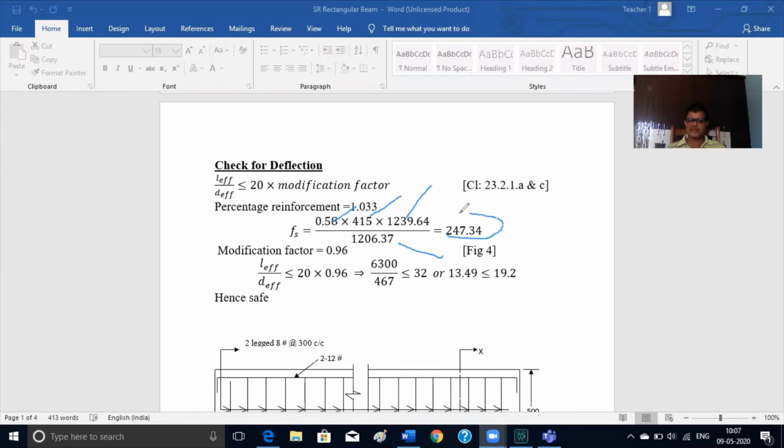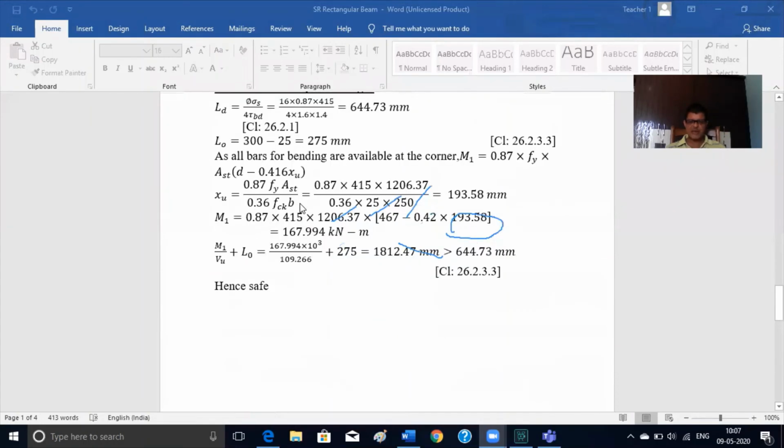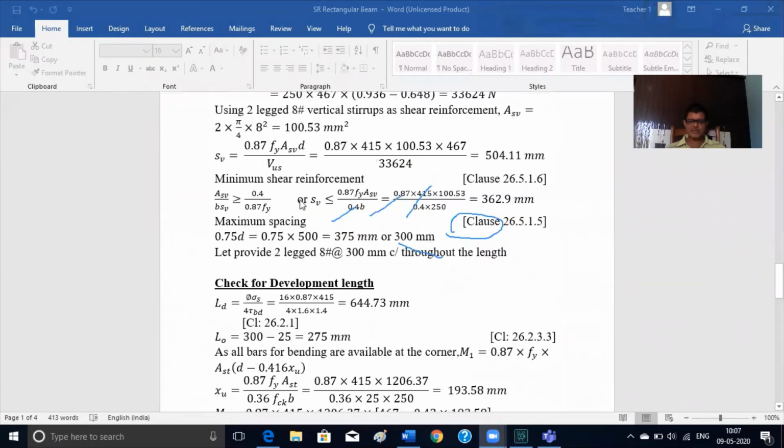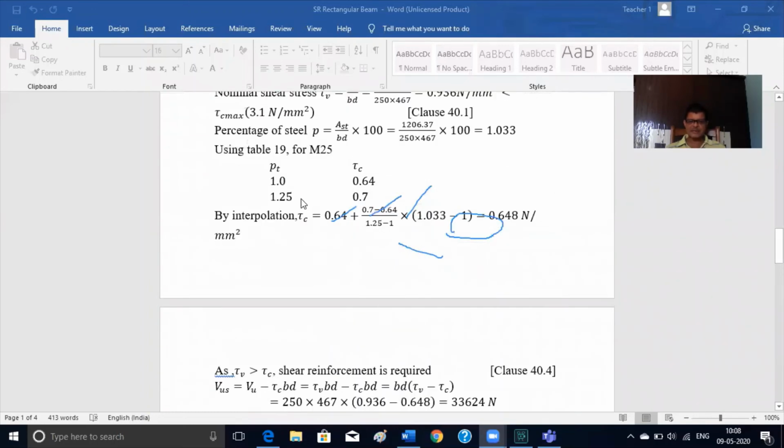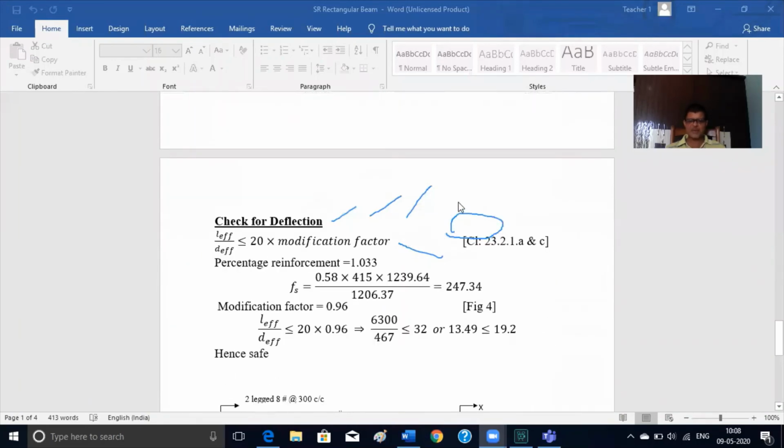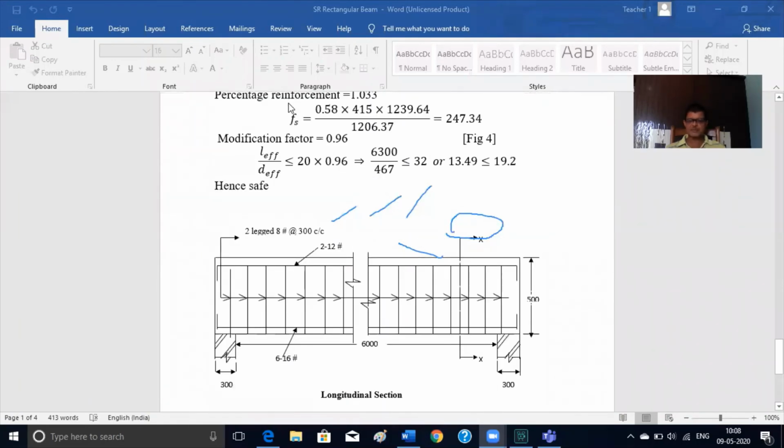So for this FS and for the percentage of reinforcement, we have already found the percentage of reinforcement, PT. PT we have already found in the beginning somewhere, the percentage of steel. For calculating the area of the steel, we calculated the PT value. PT value is 1.033. So now PT is already calculated. PT is equal to percentage of tension reinforcement is equal to 1.03. So it is nearly 1.033.